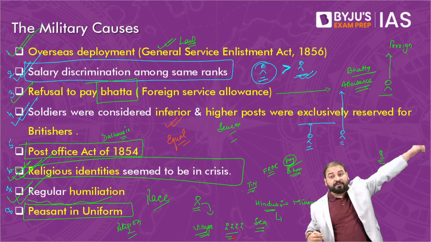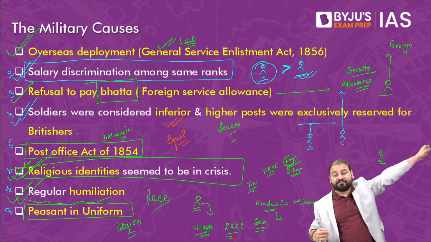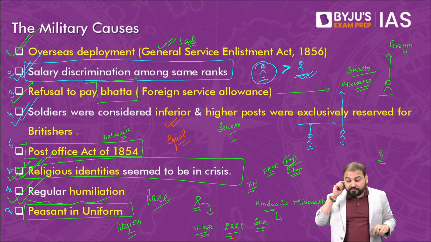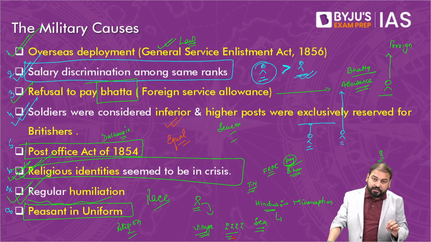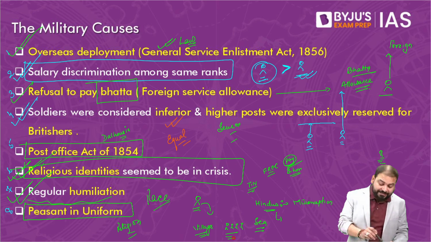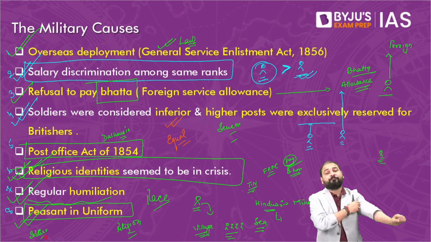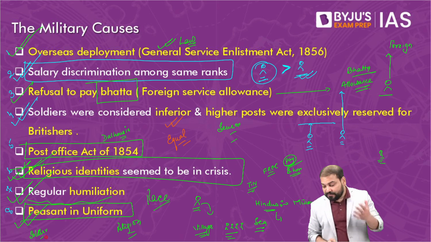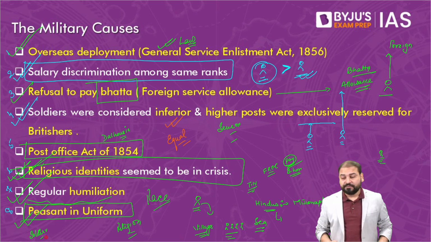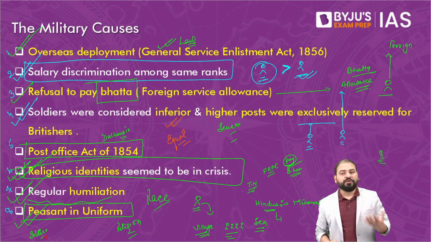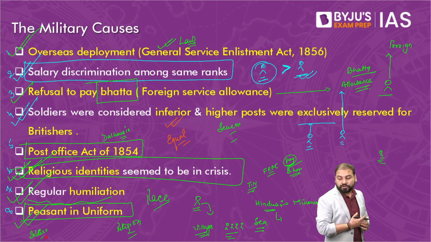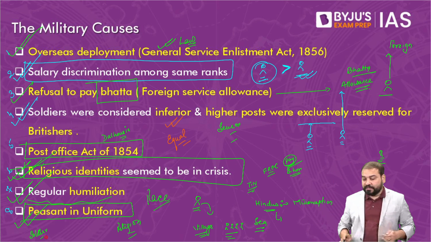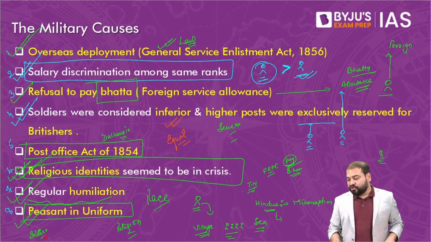So if the farmers, if the peasants, are having a tough time, all of you tell me, will I be correct to say that the soldier who is actually a peasant in uniform will revolt at this point? Ultimately, Rohit Kumar is a peasant who has worn a uniform and has become a soldier at this point of time. Everyone, are the military causes clear?